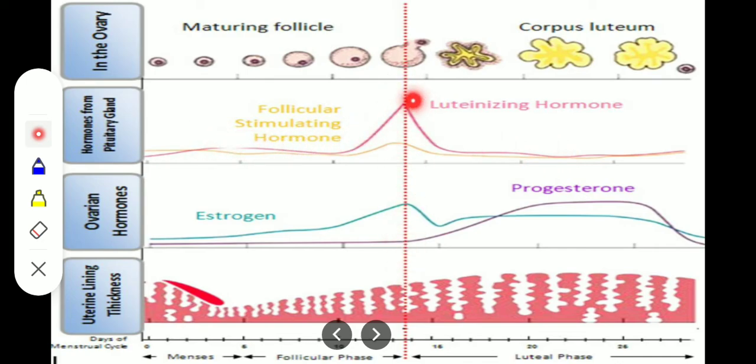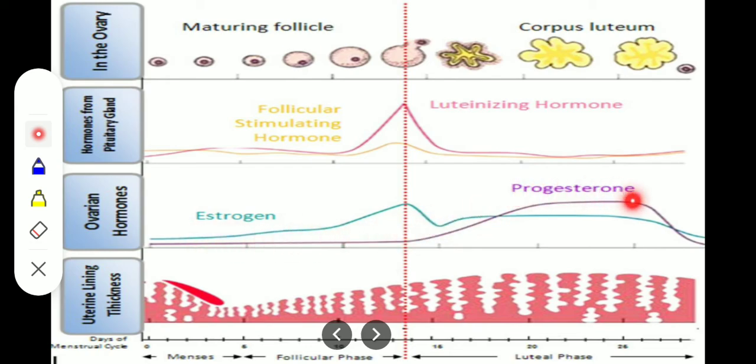And ovarian hormones, you can see that the estrogen level slowly and gradually rises because of the aromatization of the cholesterol in the ovaries under the effect of the LH and FSH, and so estrogen level increases till the mid-cycle, then it gradually decreases, and progesterone level is very low initially, and in the secretory phase, its level goes to the peak level.